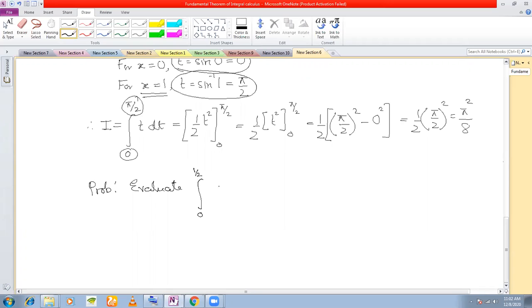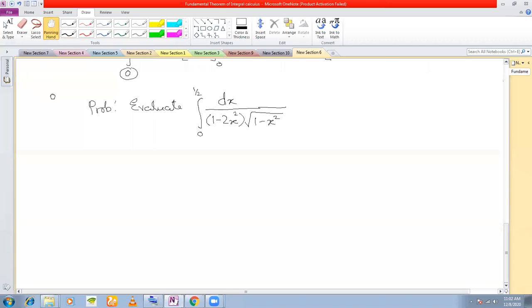Integral 0 to half dx by 1 minus 2x square root 1 minus x square. Okay, how do you evaluate this integral? Any idea? Any idea how to evaluate this integral?